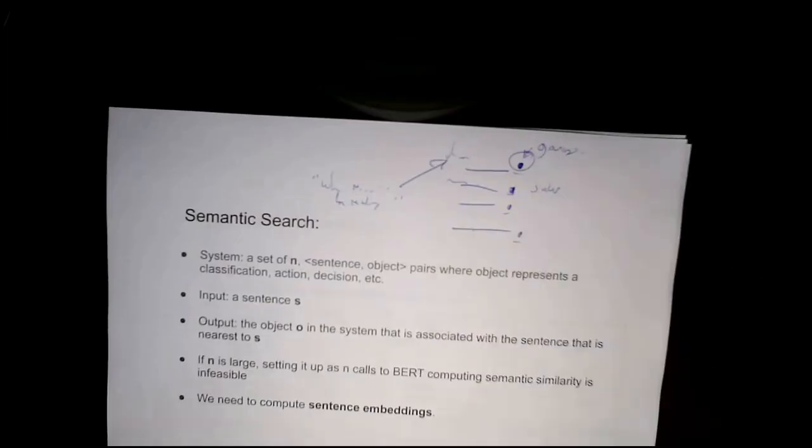So this is semantic search. You have a set of sentences which are associated with something, and then you put in an input sentence and find the nearest match, and then you get the something that it's associated with. So at an abstract level, that's what semantic search is about.